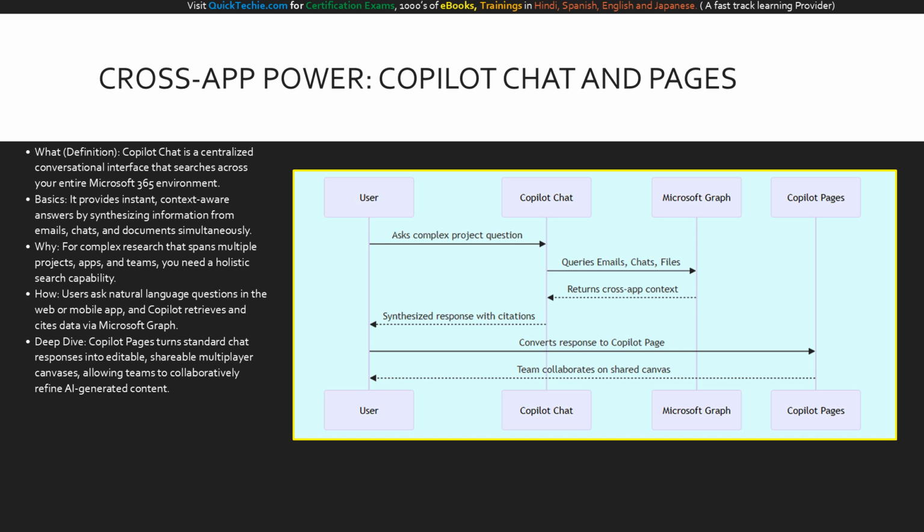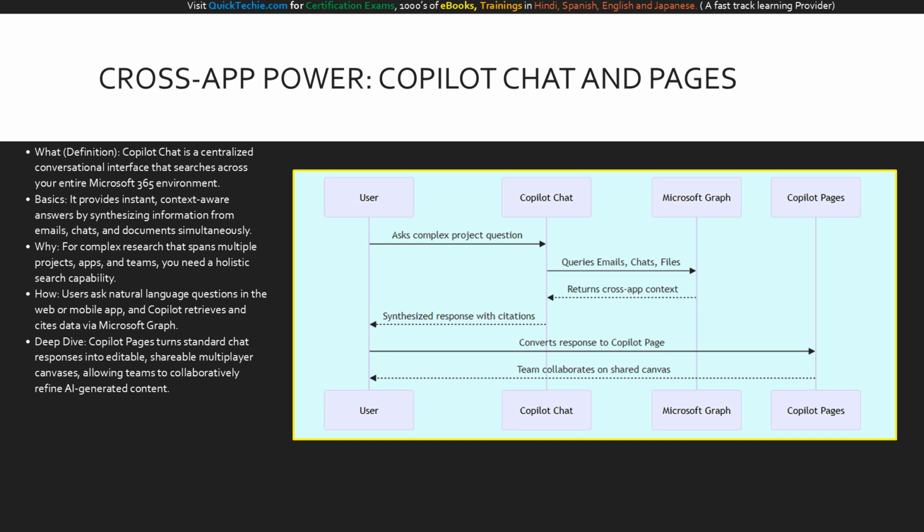Why do we need this? Because modern business processes are messy and cross-functional. If you need a project update, the data might live in 3 different apps. How it works is you simply ask a natural language question, and Copilot uses the graph to retrieve and cite the exact sources. Now for the deep dive, Microsoft has introduced Copilot Pages.